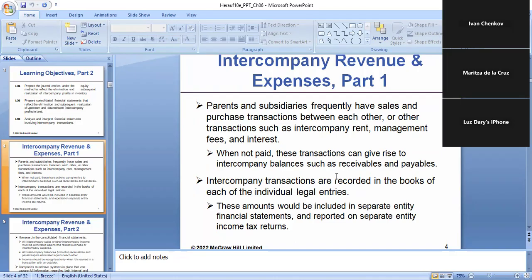Which event is going to trigger a change in the family wealth? A change in the family wealth is going to come if the mother now sells the laptop to outside people. Let's say the mother sells the laptop to an outside family for $5,000.